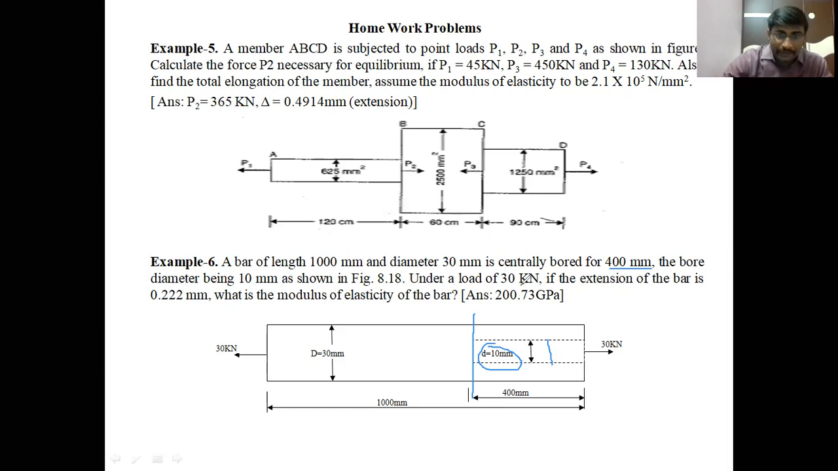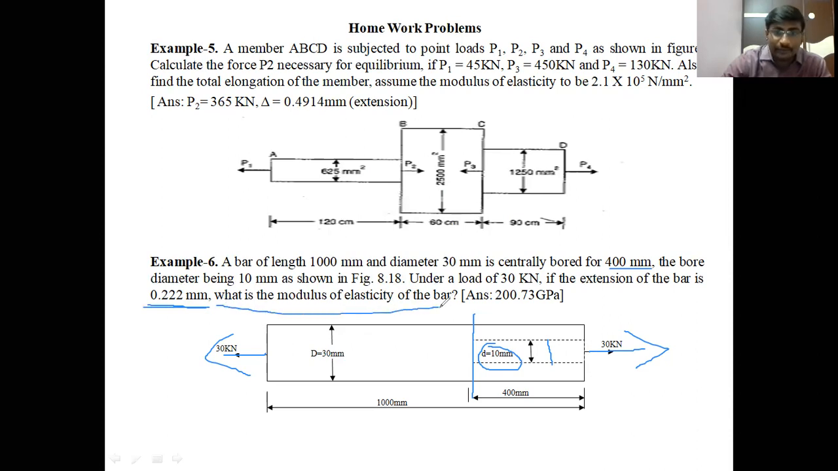Under a load of 30 kilonewtons, the load acting on this member is 30 kilonewtons, tensile load. What is meant by tensile? Tensile load is the load which tends to increase the length of the member. If the extension of the bar is 0.222 millimeters by applying this 30 kilonewtons, the total extension of this 1000 mm bar is given as 0.222 mm. What is the modulus of elasticity of the bar?